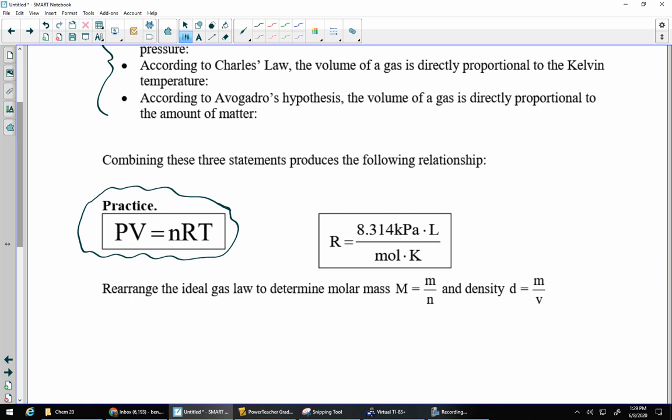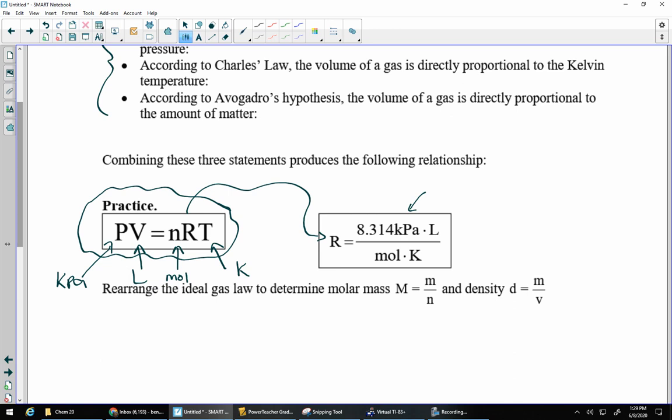So everything's fairly straightforward. P is pressure, needs to be in kilopascals. V is volume, needs to be in liters. n is the amount, needs to be measured in moles. R is a constant, so I'm even just going to draw an arrow over to here. So it's a constant, and T is our temperature that needs to be in Kelvin. So R, the constant, is 8.314 kilopascals times liters over moles times Kelvin.